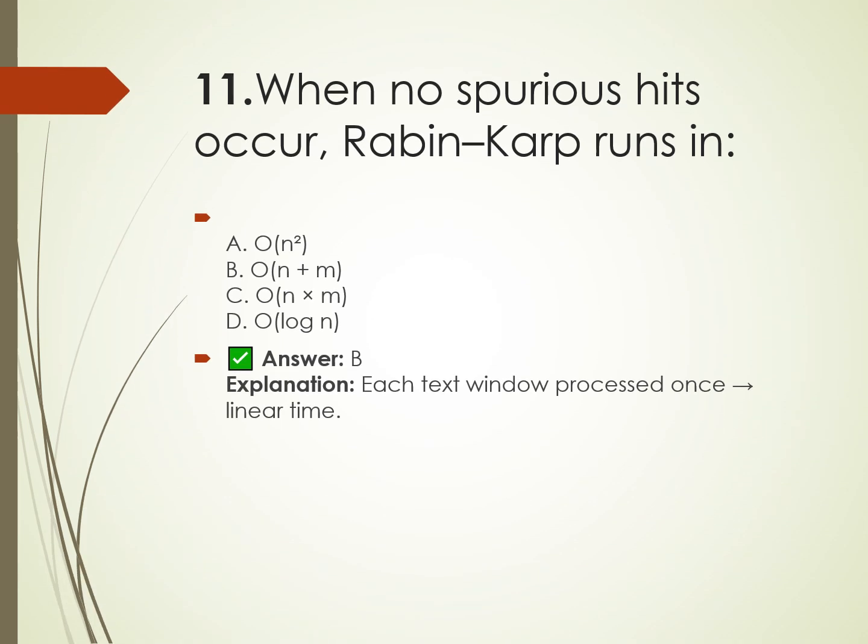When no spurious hits occur, Rabin-Karp runs in A. Big O n square, B. Big O n plus m, C. Big O n multiply m, D. Big O log n. Answer is B. Big O n plus m because it checks each text window once and no spurious hits occur.